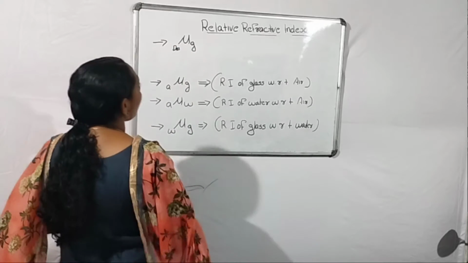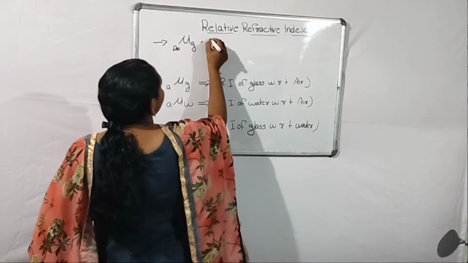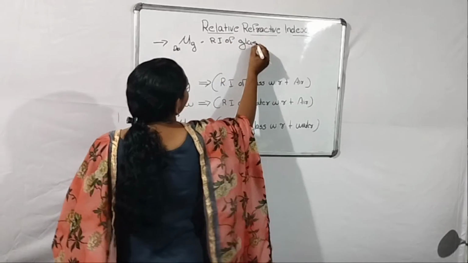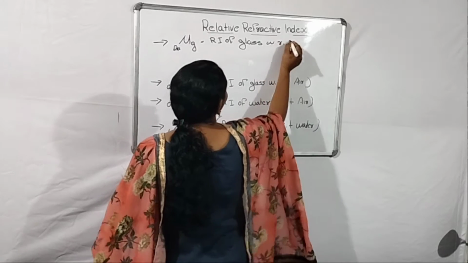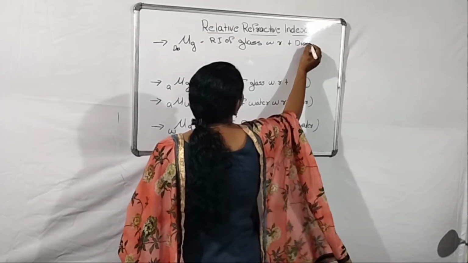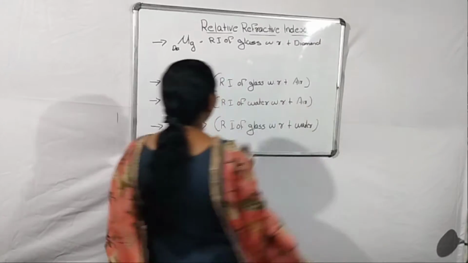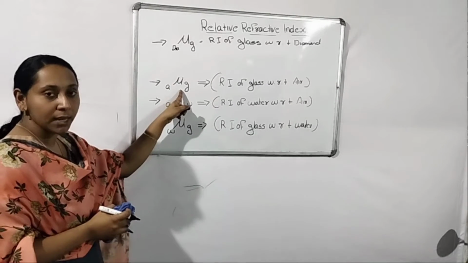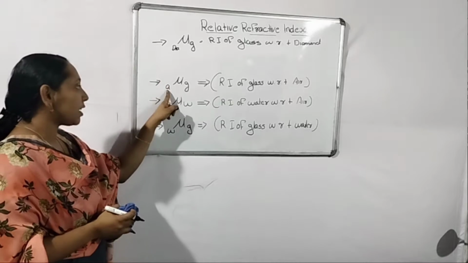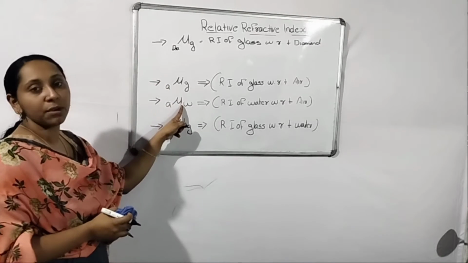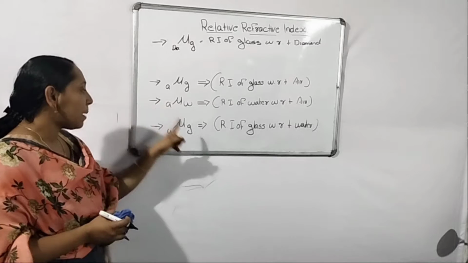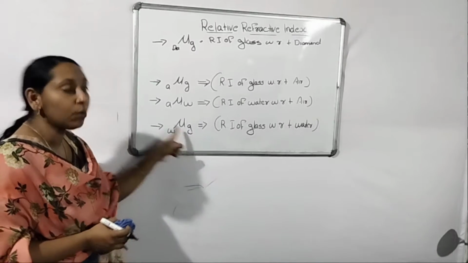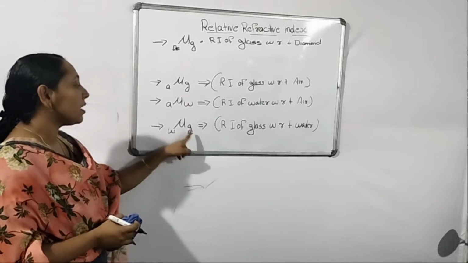Diamond. Okay, so how will we write refractive index of glass with respect to diamond? Like that. This is absolute refractive index because it is with respect to air. This is also absolute refractive index because it is with respect to air. But in this one, it is not with respect to air. This is with respect to one medium to another one. So this is relative refractive index.